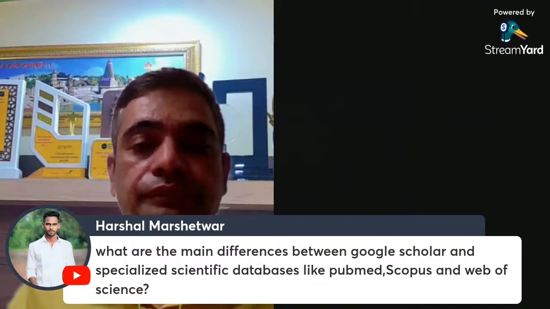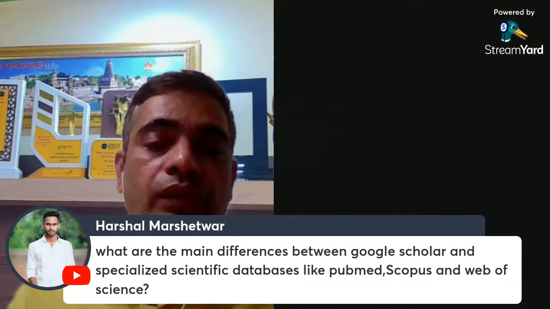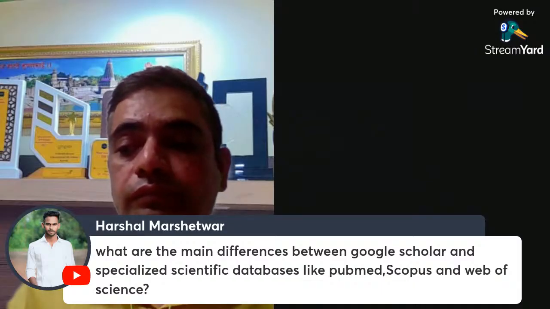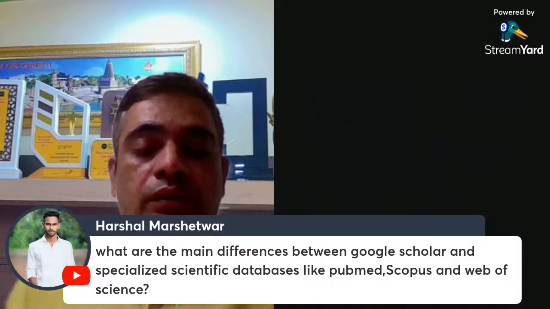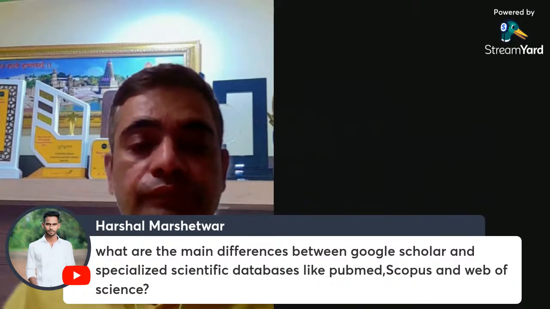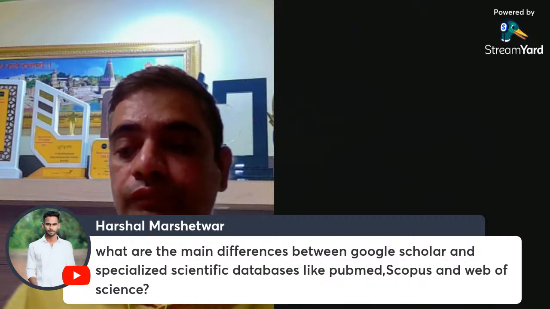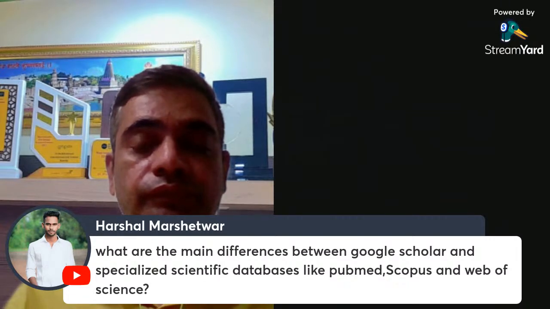The next is access. Many articles are free via PubMed, but in Google Scholar you need to find certain institutional repositories as well. And the last is reliability. If you're an initial researcher, Google Scholar is really good for initial research, but results may include duplicates and might show low quality.